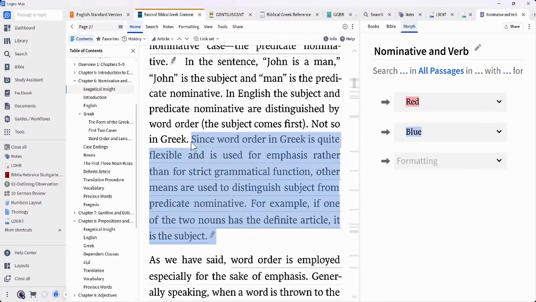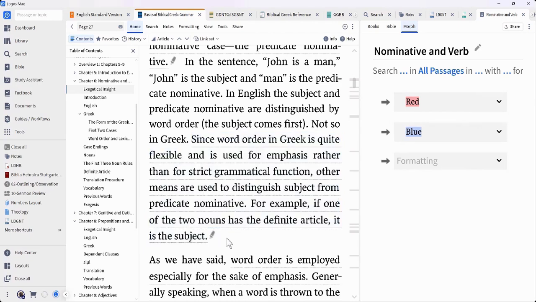He says, "Since word order in Greek is quite flexible, it is used for emphasis rather than for strict grammatical function. Other means are used to distinguish the subject from the predicate nominative. For example, if one of the two nouns has a definite article, it is the subject." So what he's saying here is Greek does not really have a definitive word order. It shifts word order, he says, because of emphasis. This is the same thing that Stephen Runge says in his grammar about Greek: whenever the word order changes, it's because of emphasis.